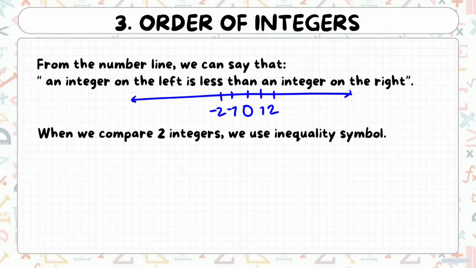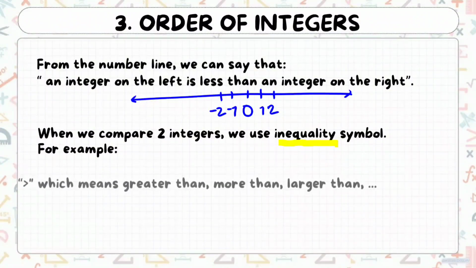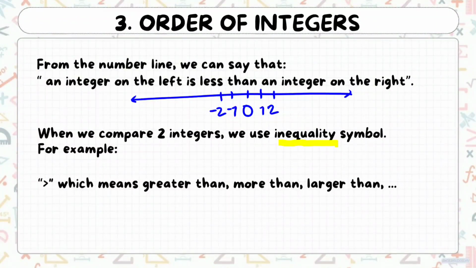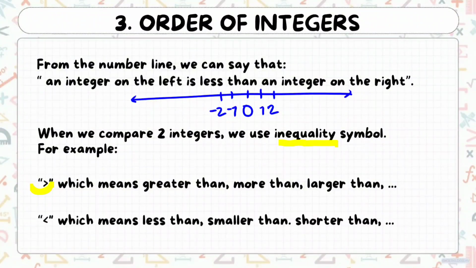Now, with this, we can say that an integer on the left is less than an integer on the right. So when we compare two integers, we use an inequality symbol. An inequality symbol tells us that something is not equal between the left and the right side. What symbols do we use? We have the more than symbol, which means greater than, more than, or larger than. And we also have the symbol less than, which means less than, smaller than, and shorter than.